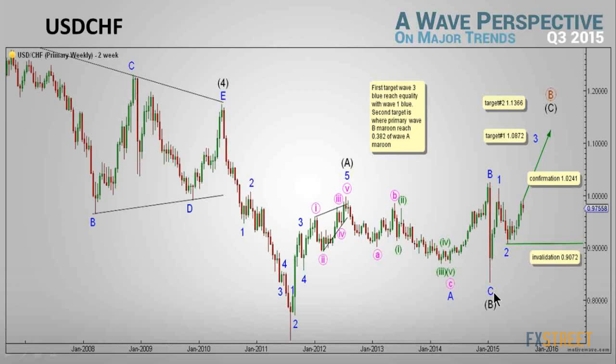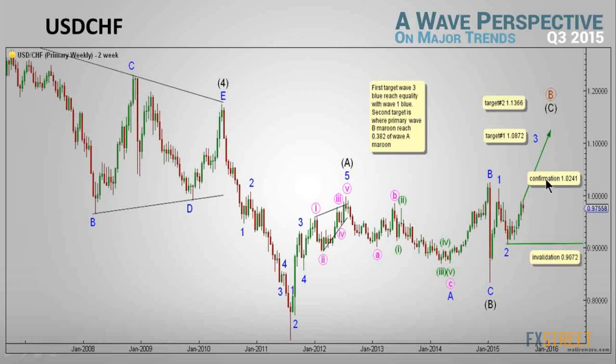Let's take a moment to consider what the main count implies. The main count expects Swizzy to continue unfolding toward the upside for the midterm to complete wave C black and therefore wave B maroon. Within wave C black, it's expected that waves 1 and 2 blue are complete and that wave C blue is starting to unfold toward the upside.